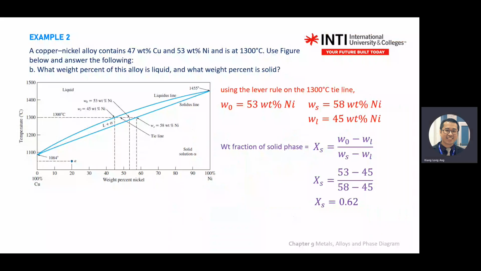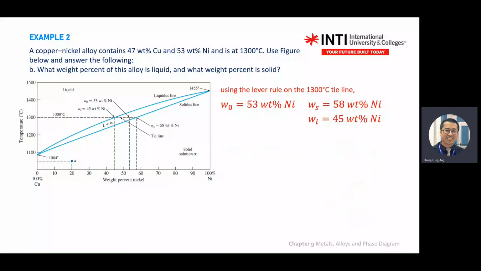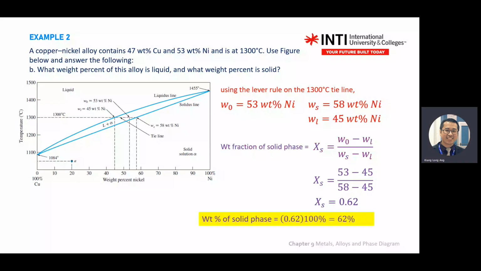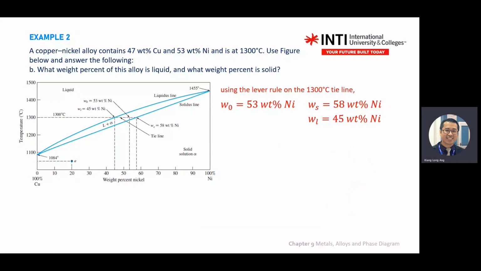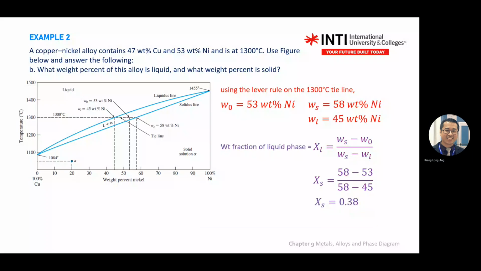I think on the slide I should not show you the copper. Okay, but it's still the same point. Same point. So don't be confused by the nickel and copper percentage. They're actually the same point. Okay, once you get 0.62, you times 100, you get the weight percentage. You do the same: once I know the solid, I know my liquid, I take 100% minus this one. I get about 38% of liquid. You can do the same calculation if you want. You get 38%.